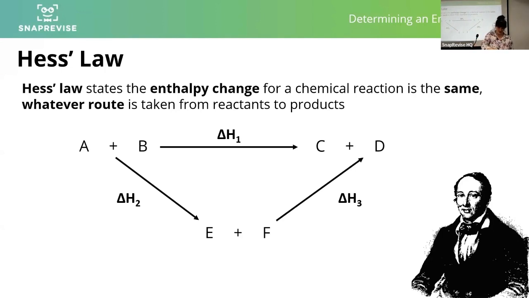I'm going to go via E and F, which means there is an enthalpy change from A and B to E and F, which I'm going to call delta H2. And there's an enthalpy change from E and F to C and D, which I'm going to call enthalpy change 3. Notice the direction of the arrows.